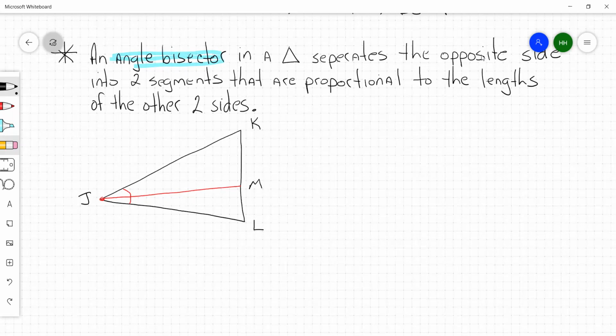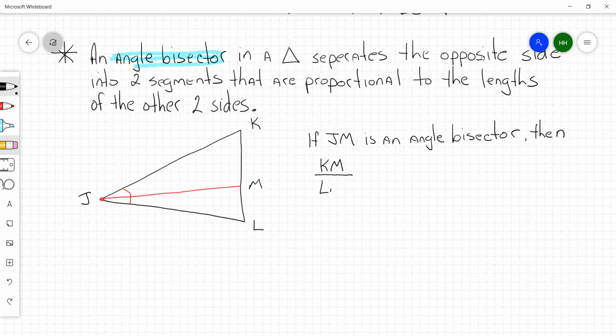So we're going to say that if JM is an angle bisector, then KM over LM is going to be equal to KJ over LJ.